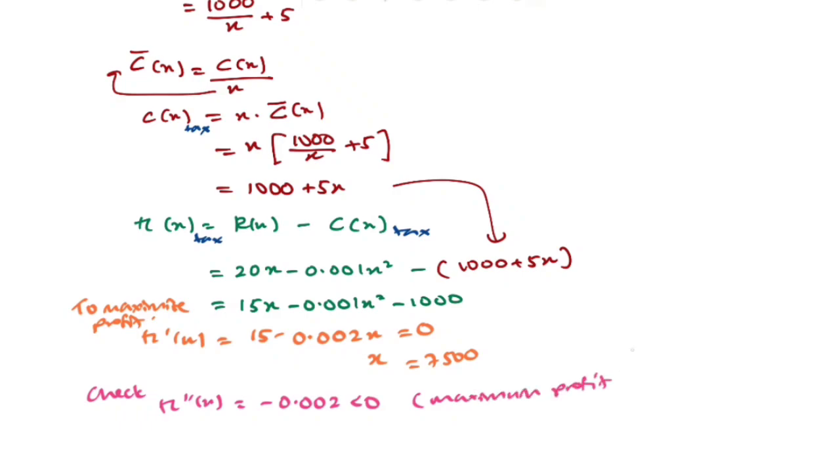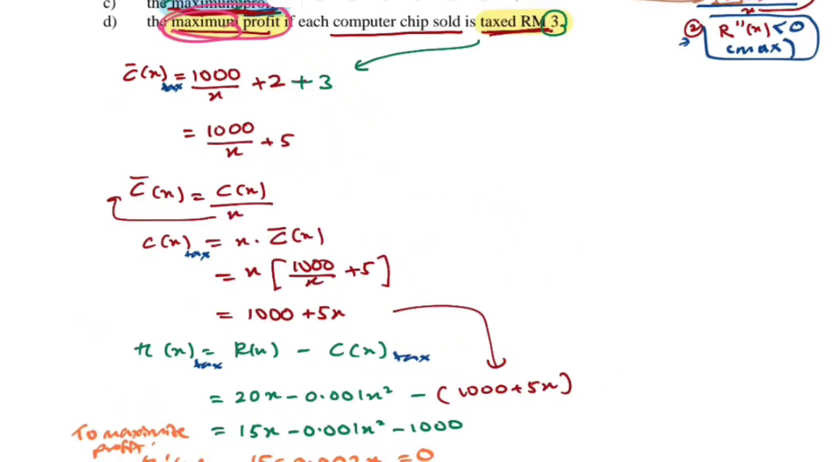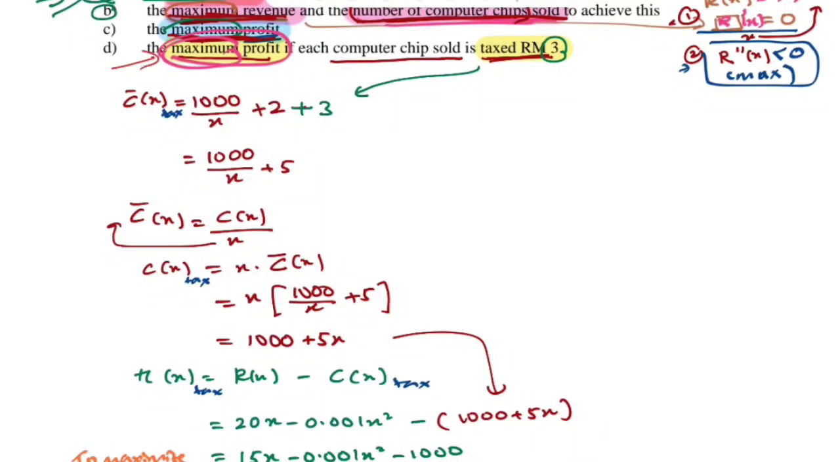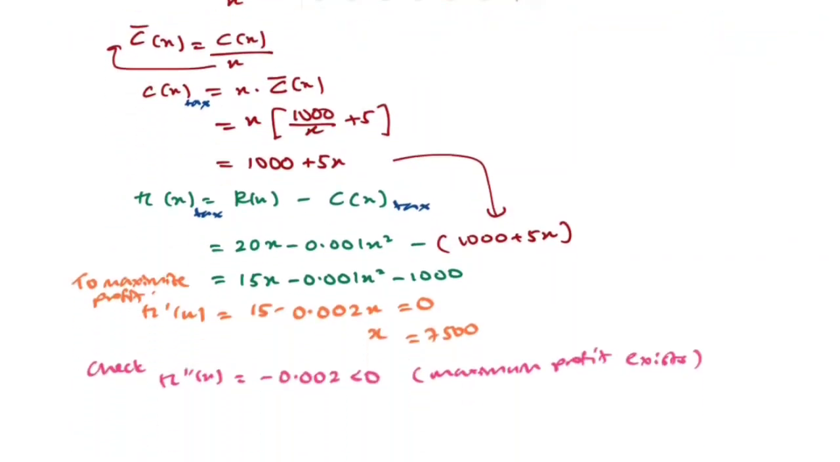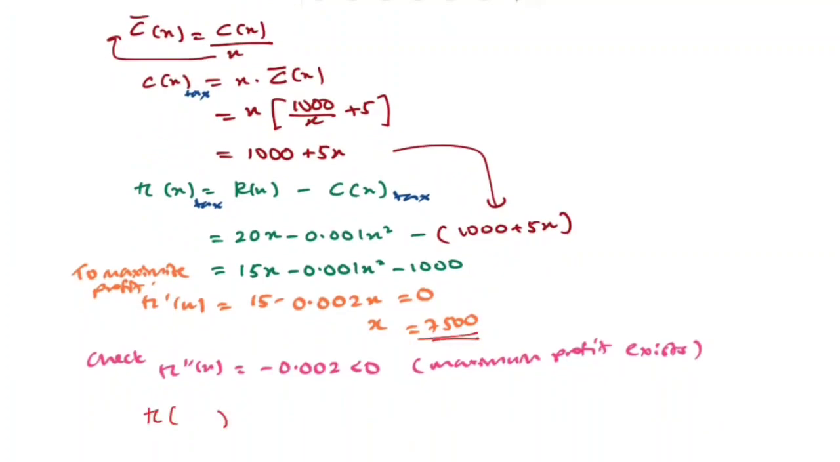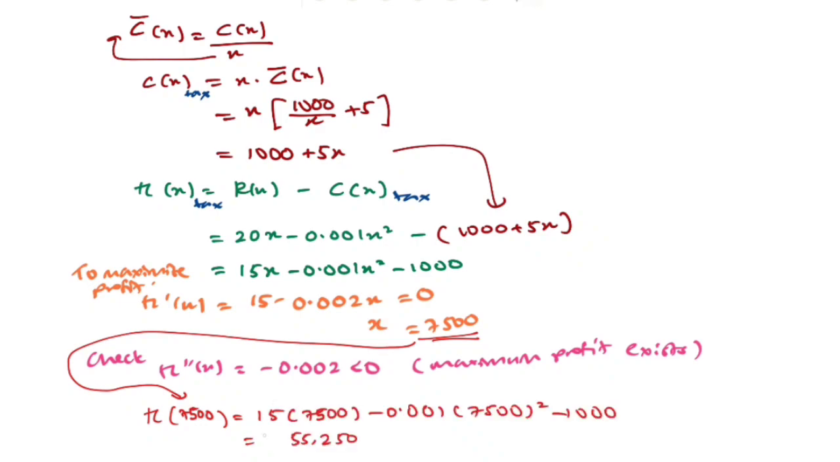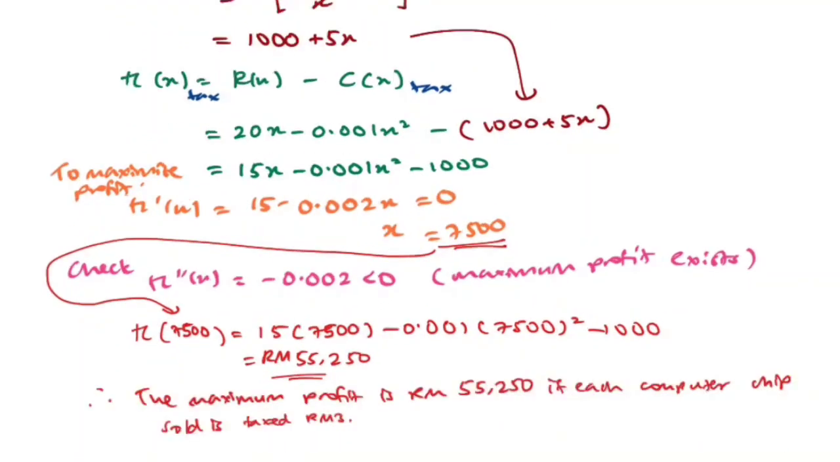Next, check your question. We want to find the maximum profit, so this means we want the value of the profit function. Now substitute the value of x into the profit function, and the answer is 55,250 ringgit. Write your units there, and then write your conclusion in words. So this would be the conclusion for question D.